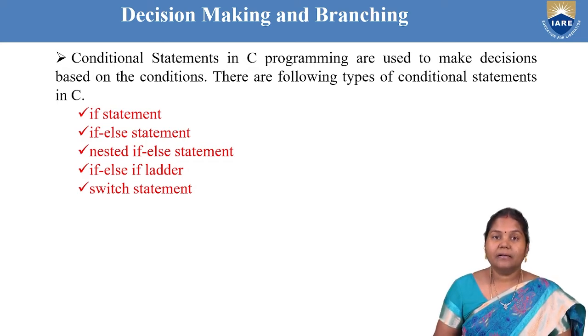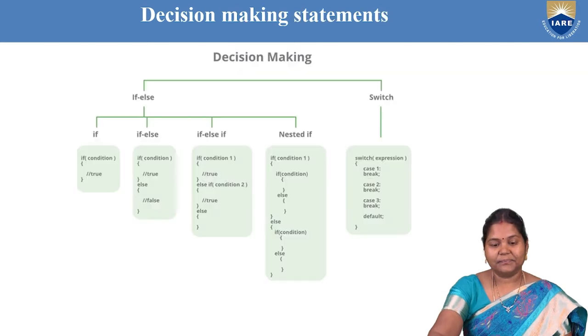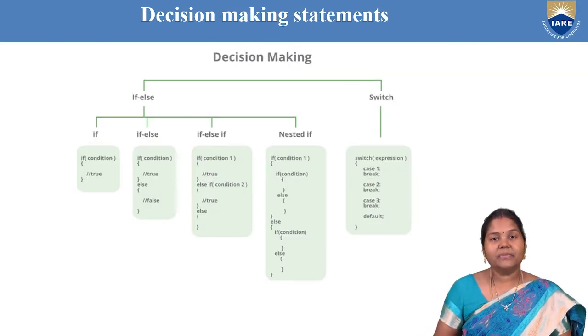So, the following are the types of conditional statements in C language: simple if statement, if else statement, nested if else statement, if else if ladder, and switch statement. Now, how these statements are working, let us see. Now, this is the overall picture of the decision making statements supported in C language.